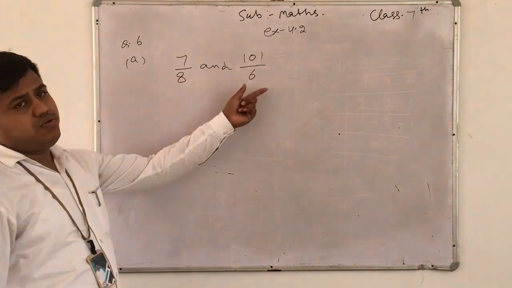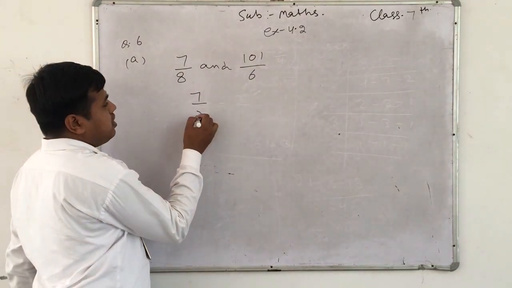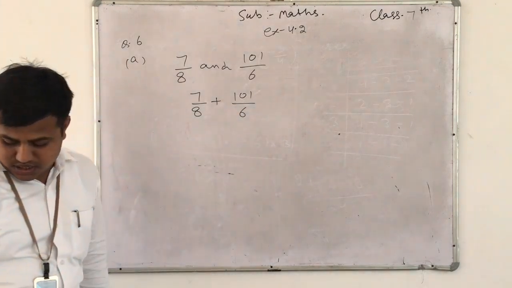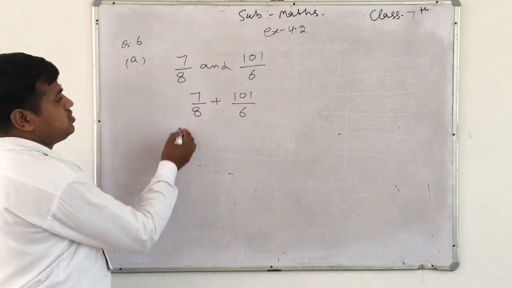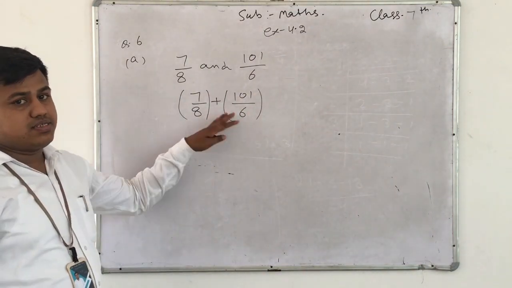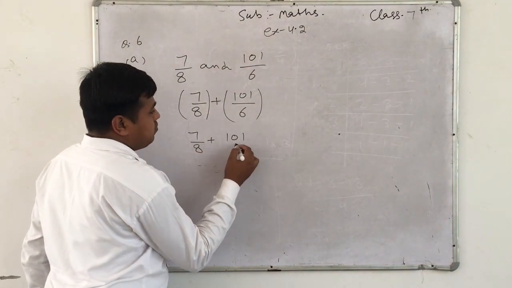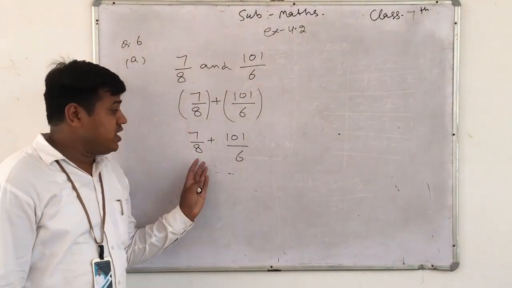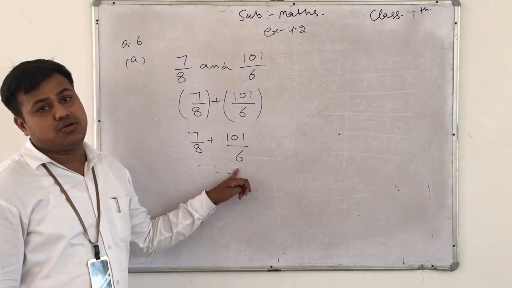So here are the two fractions. We want to add these two fractions: 7 upon 8 plus 101 divided by 6. You can write these two fractions in brackets. So we can simplify 7 upon 8 plus 101 divided by 6. We easily see that 8 and 6 are not the same, which means the denominators are not the same.